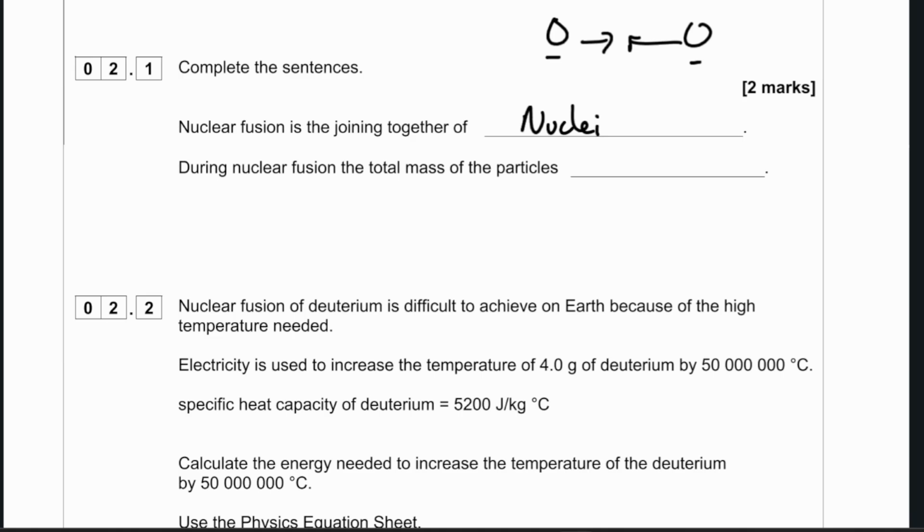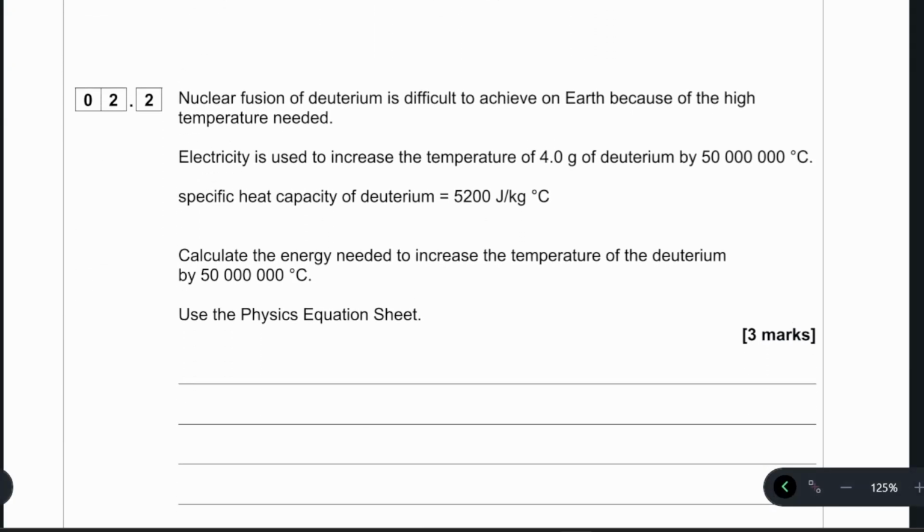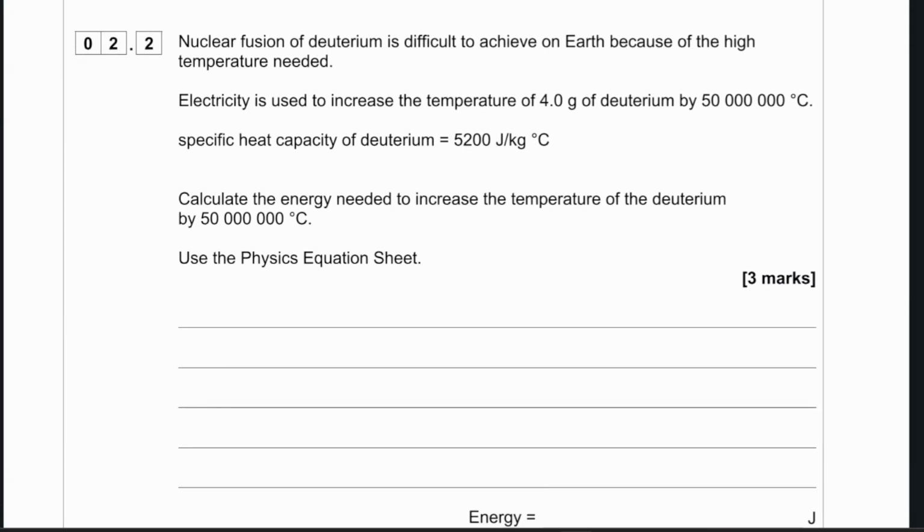During nuclear fusion, the total mass of the particles actually decreases. We know it decreases because we end up releasing energy, and energy and mass are related. If we end up releasing energy, then we need to also lose some mass. So that is decreases. 2.2: the nuclear fusion of deuterium is difficult to achieve on Earth because of the high temperature needed.